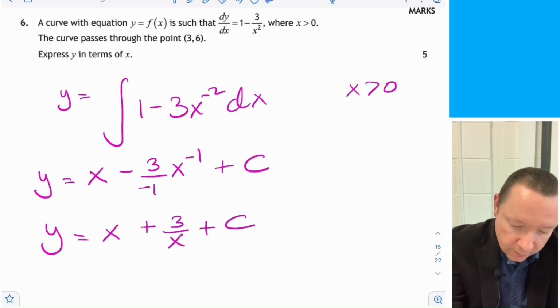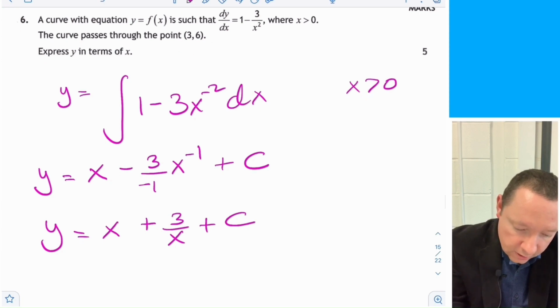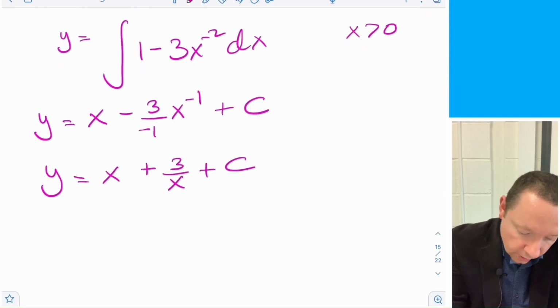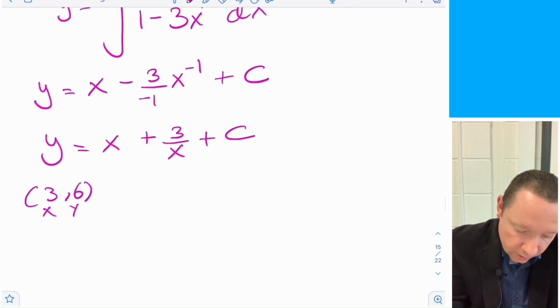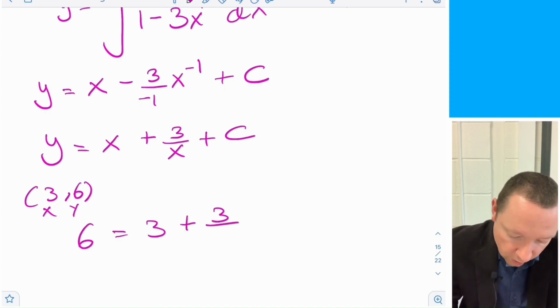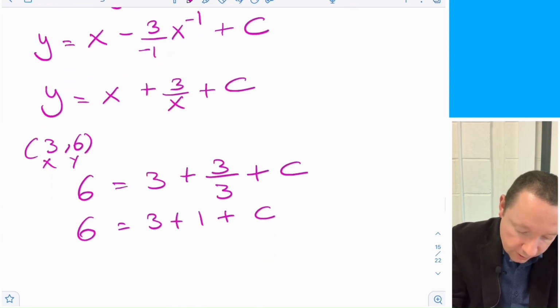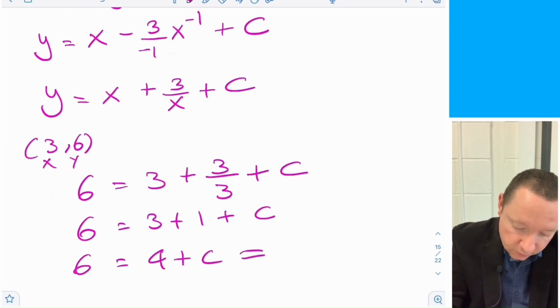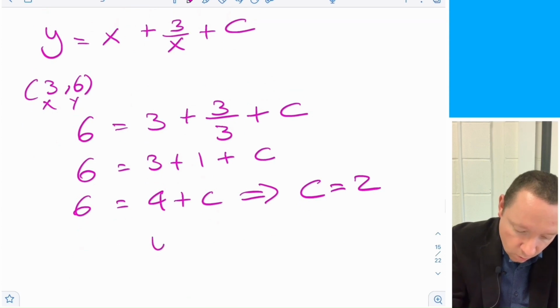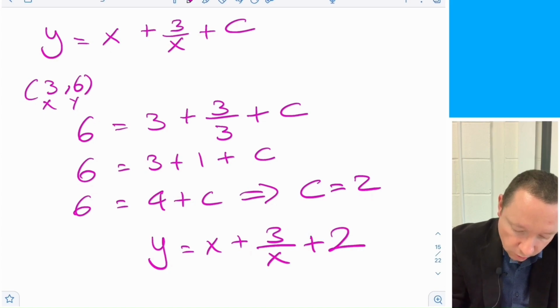So we're going to have to work out c, but we're given a point (3, 6), so we can just substitute that in. So at 3, 6, that's our x and that's our y, remember. So 6 equals 3 plus 3 over 3 plus c. 6 equals 3 plus 1 plus c. 6 equals 4 plus c. So it's easy to see that c must be 2. So to answer the question, y equals x plus 3 over x plus 2.